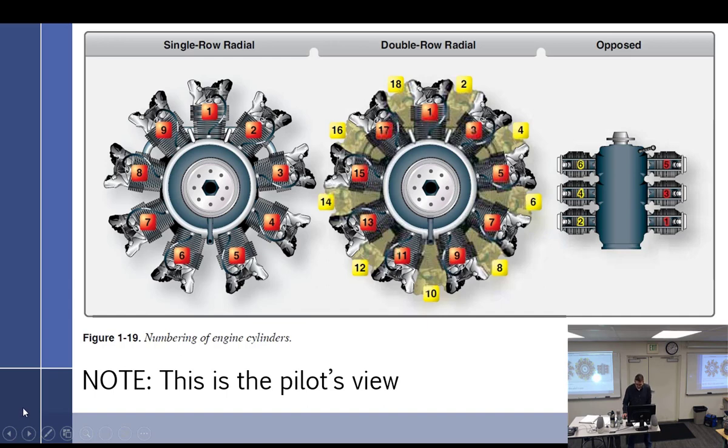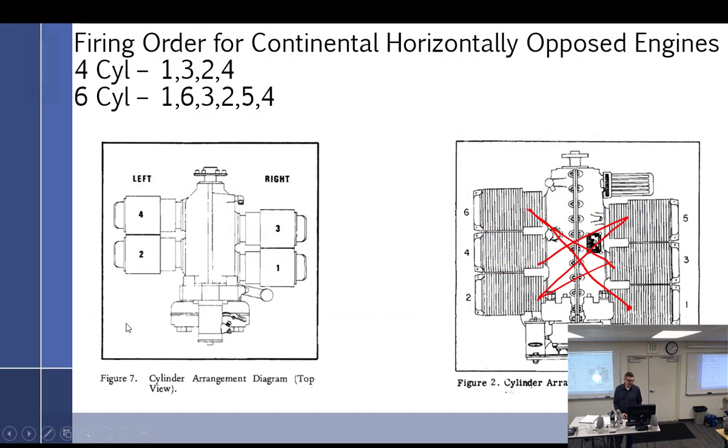Radial engines. Let me see. I don't think I need to write all that stuff. You'll figure it out. And why, we'll go back. Why do you think that they did 1, 3, 2, 4 and 1, 6, 3? What's the whole point behind that? There you go. Just got to reduce vibration. It's the way that they figured out it's going to fire and decrease the amount of vibration.